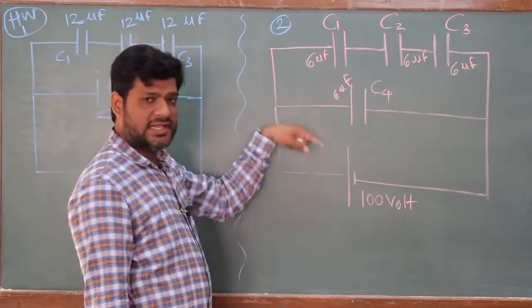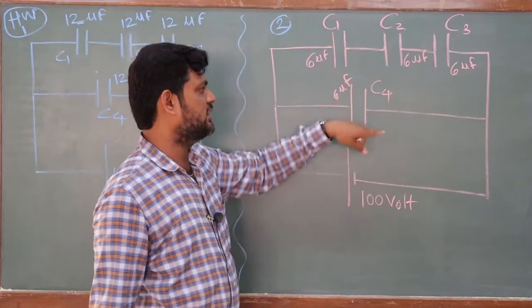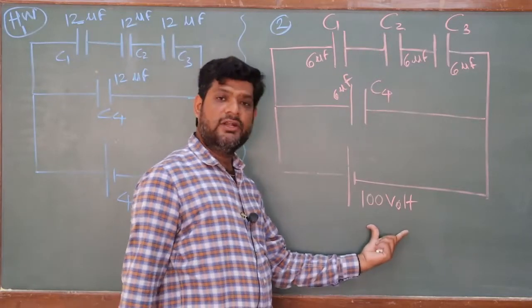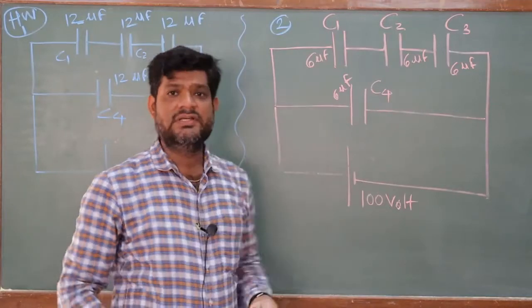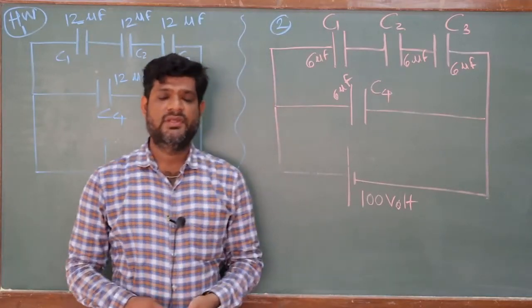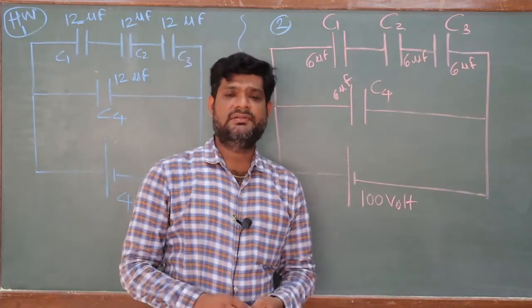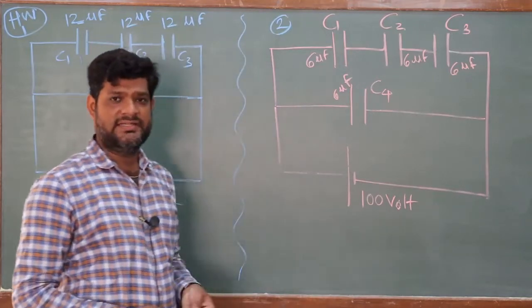See another example: C1, C2, C3 and C4. The battery is of 100 volt. C1, C2, C3 and C4 are of 6 microfarad, right? So try this example at your home. It is only for practice.